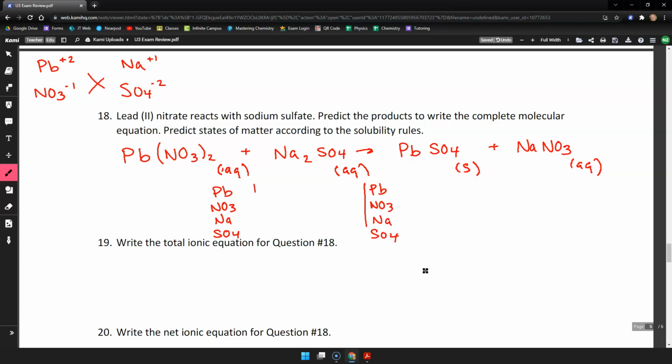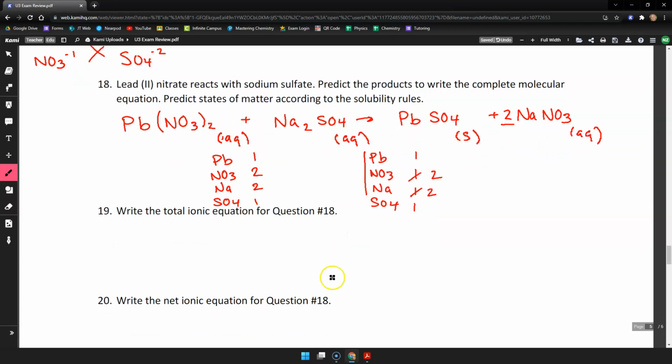Okay, so lead, 1. Nitrate, we have 2. Sodium, 2. Sulfate, 1. 1, 1, 1, 1. Okay, let's see here. Oh, this one's easy. Let's just throw a 2 right here. 2 times 1 is 2. 2 times 1 is 2. Oh, it's balanced. Okay, 19 says, write the total ionic equation for question 18.